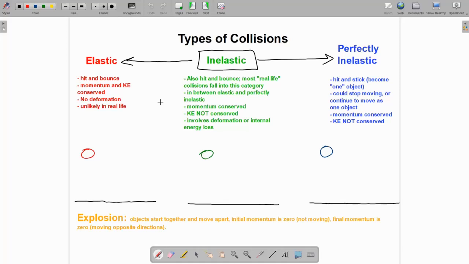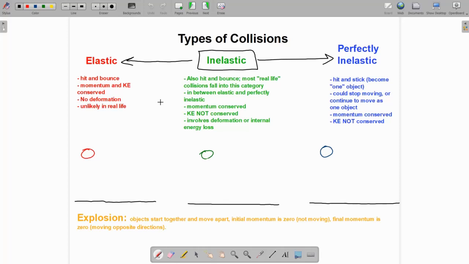Okay. Now, I'm actually going to go over to the blue here, the perfectly inelastic, because this would be the opposite of elastic. If elastic is hit and bounce, then perfectly inelastic is hit and stick. So the two objects hit each other and then they become one object. That could mean that they stop moving together, or that they connect and then move together as one object. In this case, momentum, again, is conserved, and it will be in all collisions, but kinetic energy is not conserved. So there's going to be loss of energy due to things like sound and heat when that collision is made. Again, we're going to come back to the kinetic energy part in just a second.